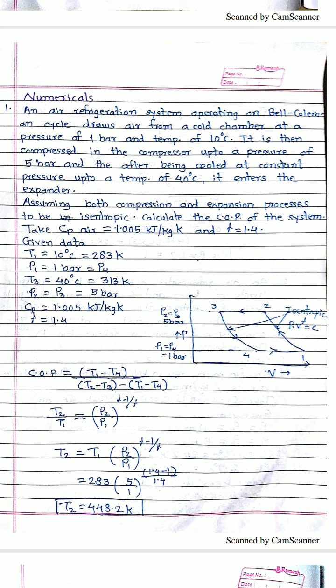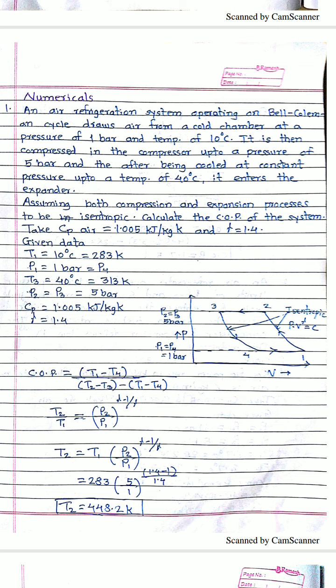Heat absorbed during 4 to 1 is m Cp into (T1 minus T4), and the net work is heat rejection minus heat absorbed. So heat rejection is m Cp (T2 minus T3), minus m Cp (T1 minus T4). In the numerator and denominator we have taken m Cp common, so m Cp gets cancelled out, and the only thing remaining is (T1 minus T4) divided by (T2 minus T3) minus (T1 minus T4). Now take the ratio.